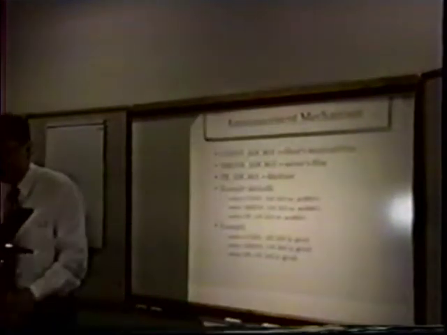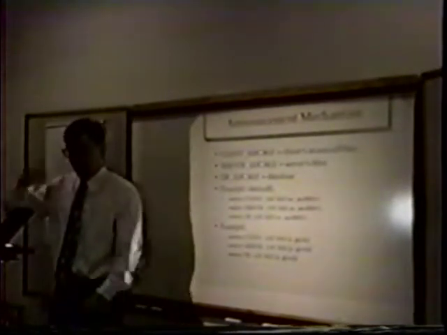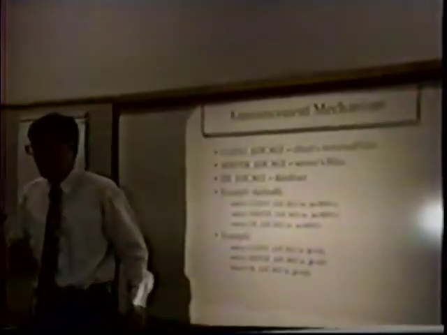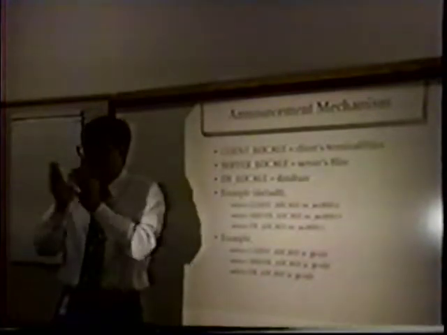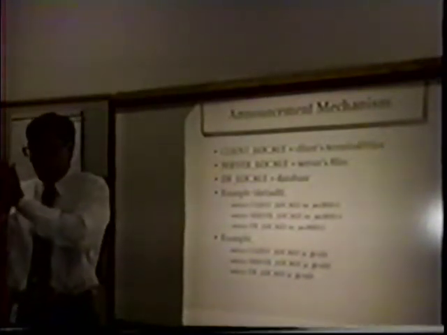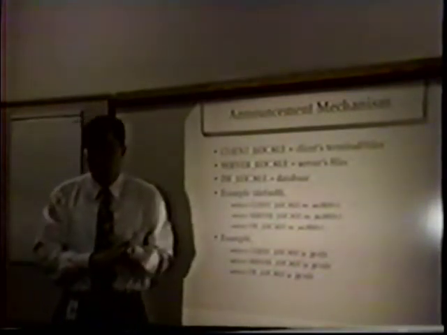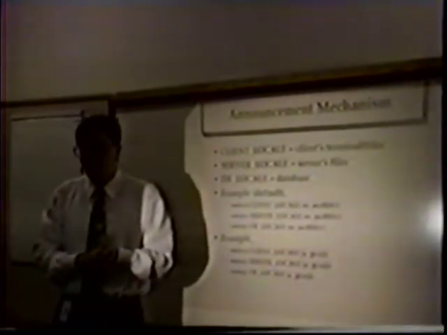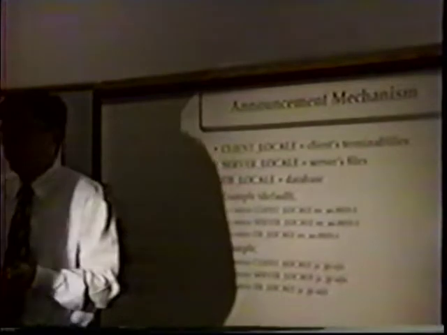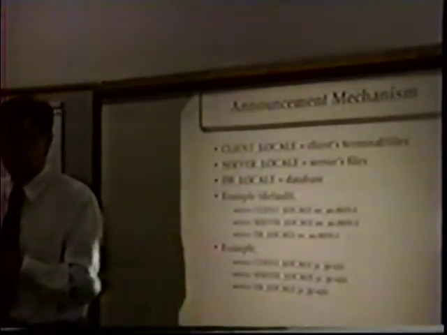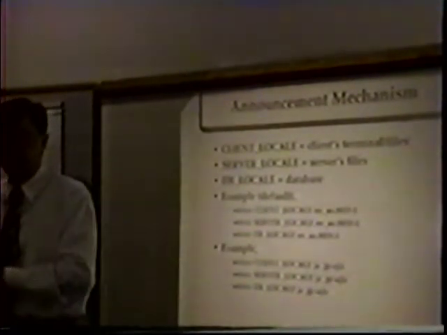I talked about announcement mechanisms. How do we tell? I showed the different locale files we have on the system. How do we point customers to them? How does the customer point the executables to the particular locales? Well, there are three different environment variables that really control this: the client locale, server locale, and DB locale.